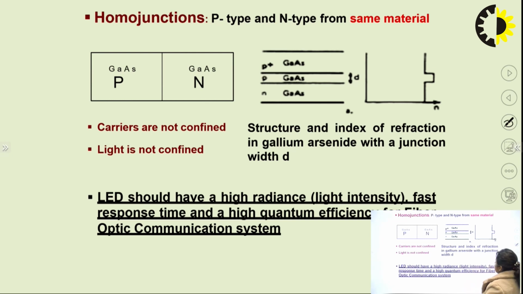If we see the structure and index of refraction in gallium arsenide with a junction width d, we can find this type of structure. It's a kind of well structure. Carriers are not confined in this type of structure, and light is also not confined. An LED should have a high radiance, light intensity, fast response time, and a high quantum efficiency for fiber optic communication systems, which is the application of LED in fiber optic communication. These are the basic characteristics of LEDs that give them a role in optic communication systems.